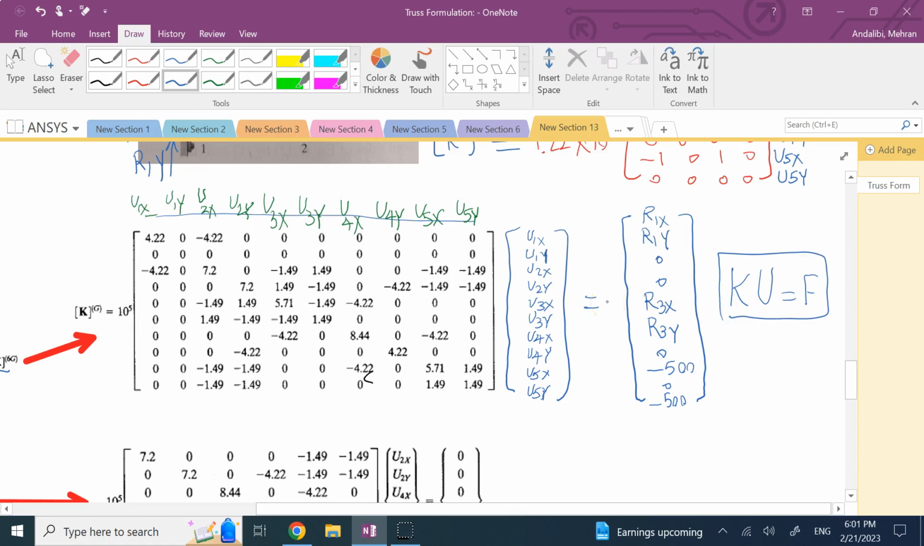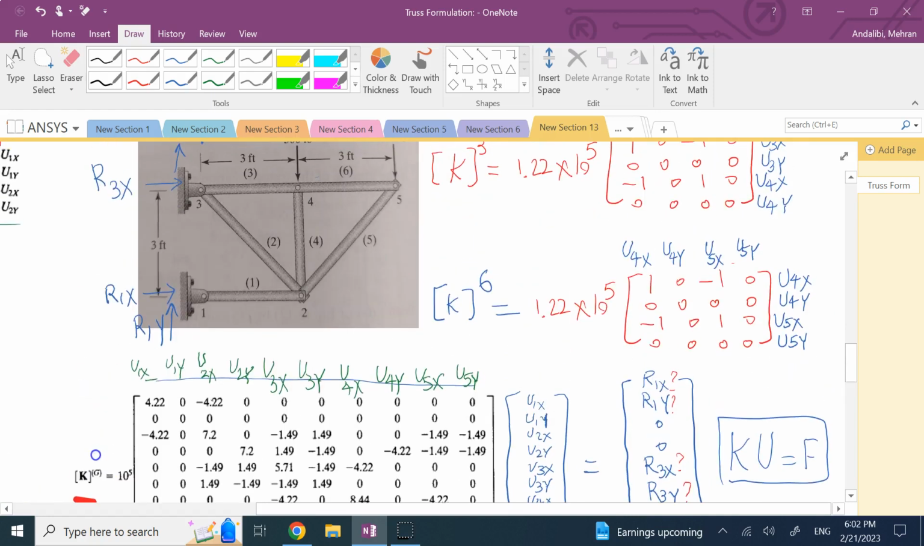Now, how many unknowns do we have here? This is clearly 10 equations, right? I have 10 equations. How many unknowns? Let's just mark them. So this is 1, this is 2, this is 3, this is 4. And do I have all of these 10 U's as unknowns? The answer is no. Here is where the boundary conditions are applied.